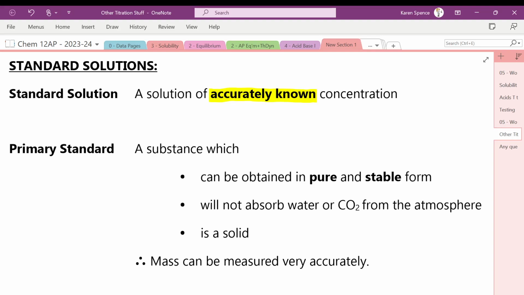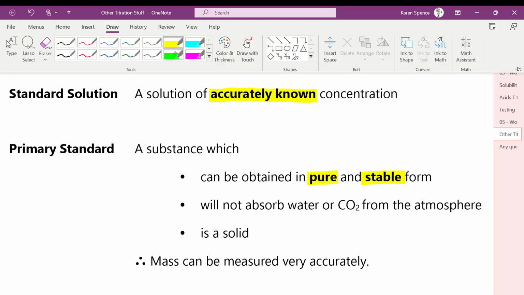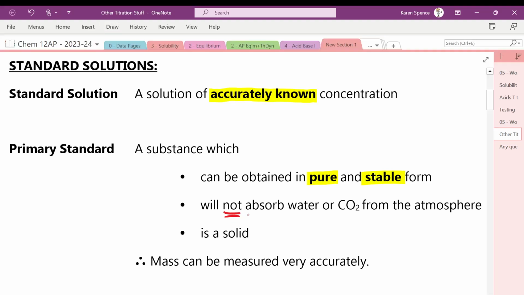So a primary standard is something that is pure and stable, and it will not absorb water or CO2. And it has to also be a solid. Is that good? Okay. If you have these three things, where it does not absorb water or CO2, where it is a solid, where it is pure and stable, this means that you can measure the mass very accurately.